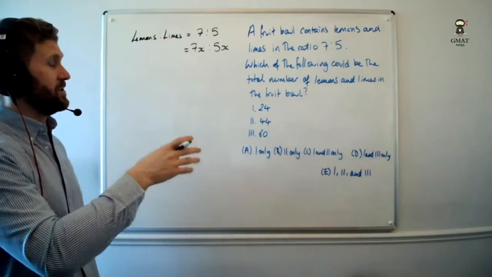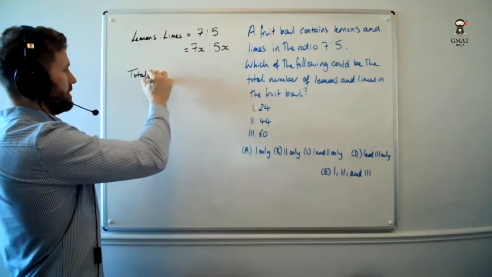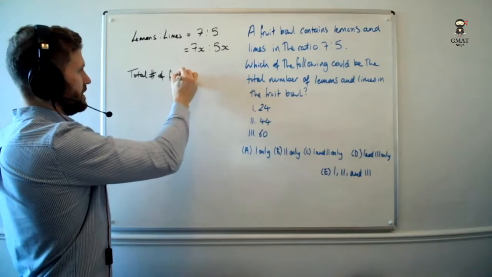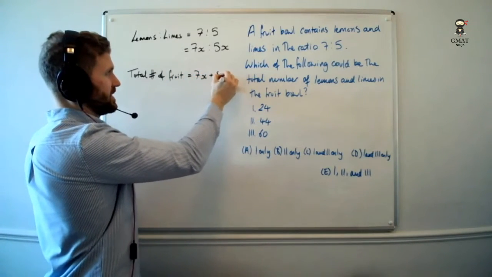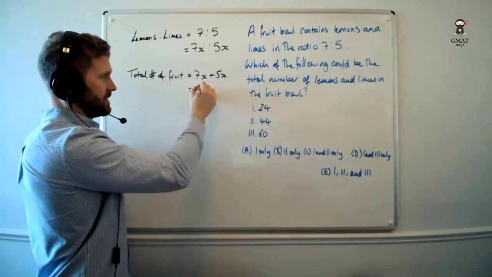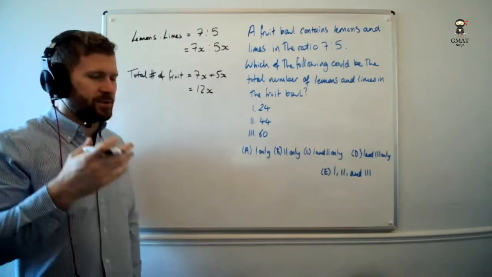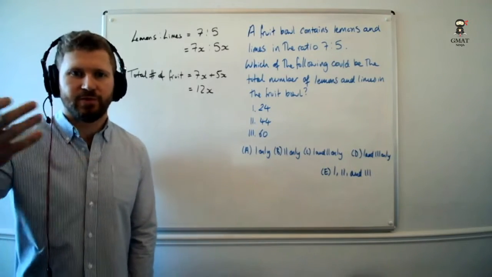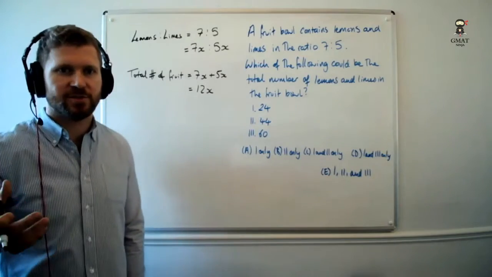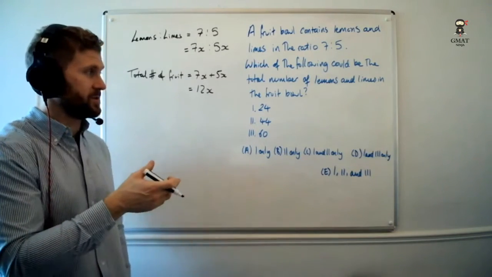For this question, what I can say is that the total number of fruits, so the number of lemons plus the number of limes, would be equal to 7x plus 5x, or adding those together, 12x. So what I can say from that is that the total number of fruit in the fruit bowl is going to be some multiple of 12: 12, 24, 36, 48, and so on. And I can very quickly use that to go and check off these answer choices.